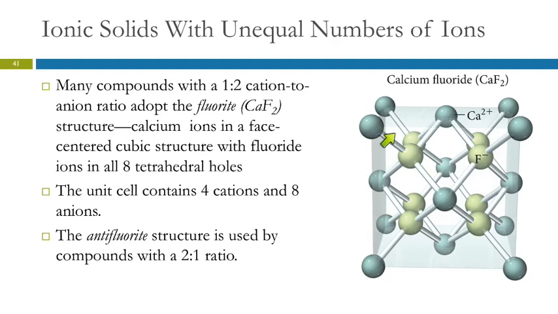So if we count up how many ions are in here, these 8 fluoride ions are completely within the unit cell, so there's 8 of those, and there's 4 of the calcium ions. Yeah, face-centered. So that's the fluorite structure. If you have a +1 cation and a -2 anion, you have exactly the opposite situation, and so that's called the anti-fluorite structure.